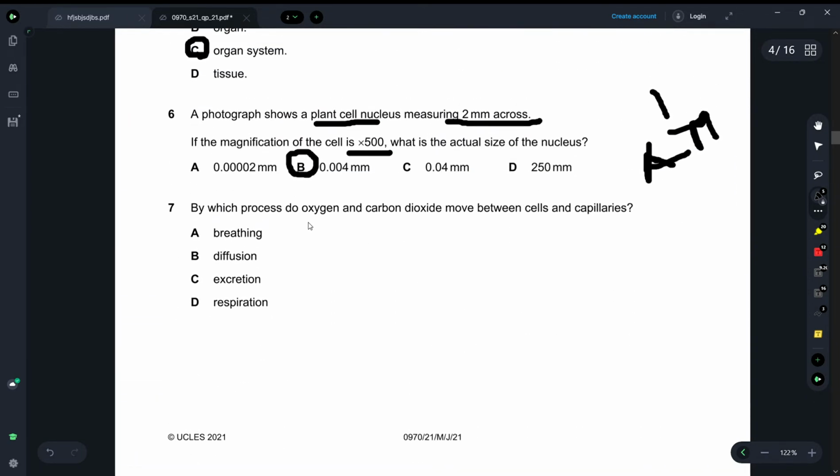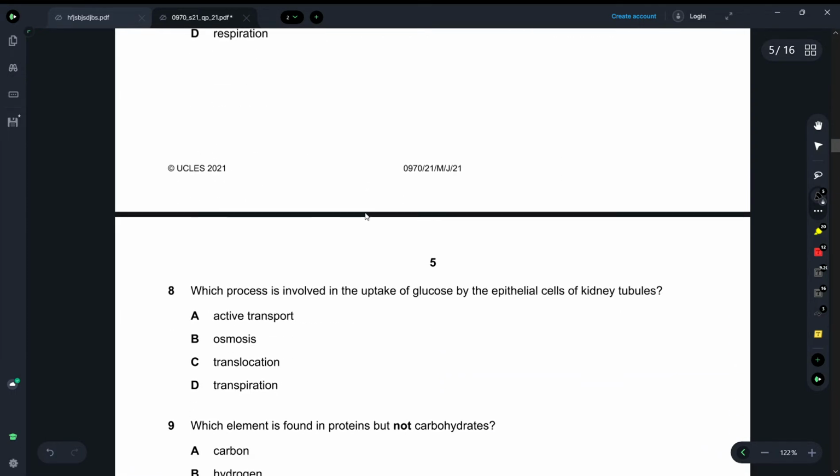Question 7 says, by which process do oxygen and carbon dioxide move between cells and capillaries? That is diffusion. Breathing is for humans; with breathing, oxygen and carbon dioxide are just coming in and going out, that's exhalation. Excretion is the removal of waste products. Respiration is the change of carbon dioxide and oxygen and how oxygen is used, and that's a whole process.